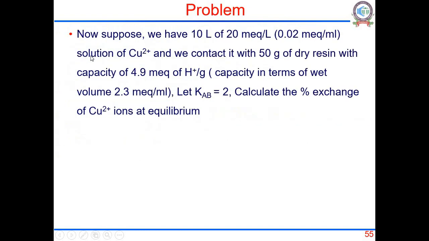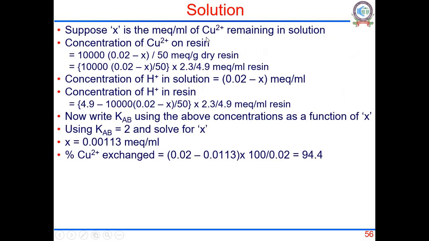10,000 is just because we are using 10 liters, so that is 10,000 ml, divided by 50, that is the grams of resin. That will give you the milliequivalent per gram of resin that remained in the resin phase at equilibrium. So this is per gram of resin. If you want to represent it in terms of ml of resin, you just have to multiply by this multiplication factor.